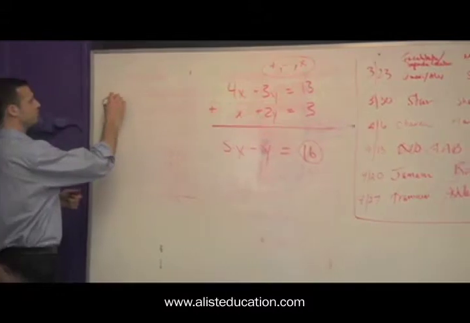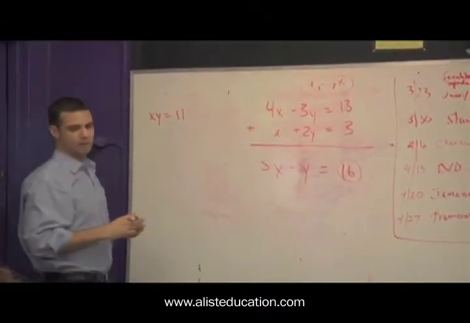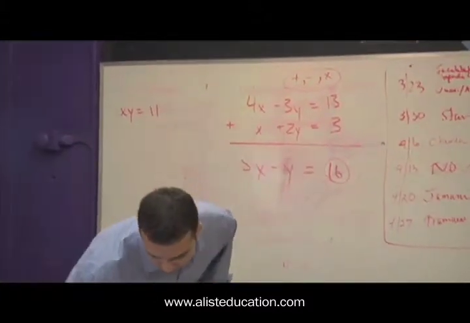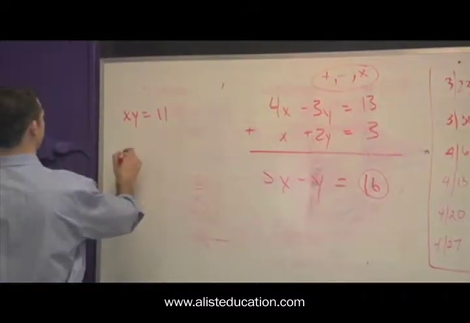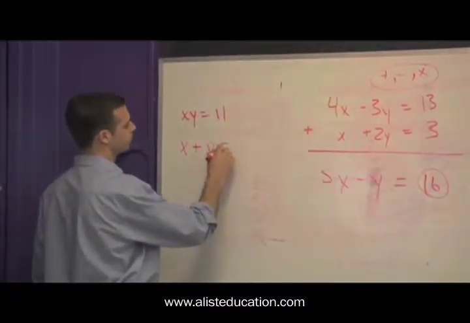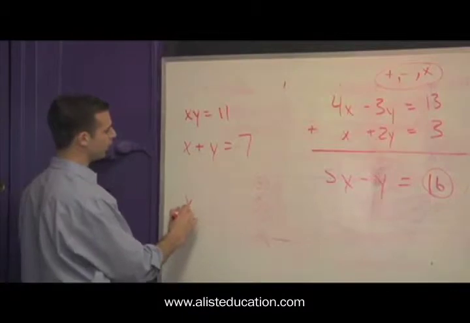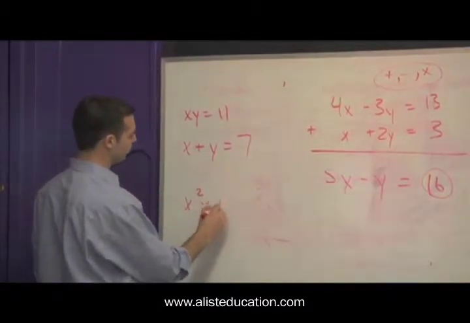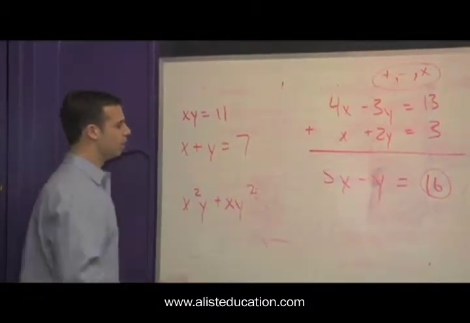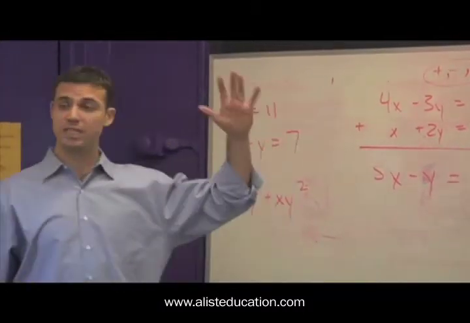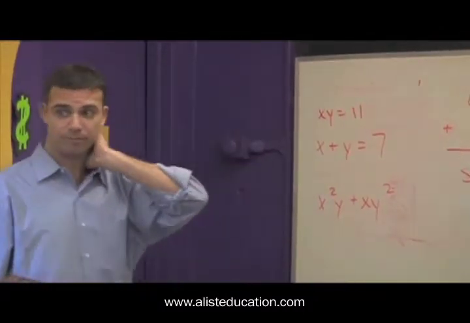xy equals 11. And x plus y is 7. And they're looking for x squared y plus xy squared. For many students, you put those three things together and that looks really, really scary.